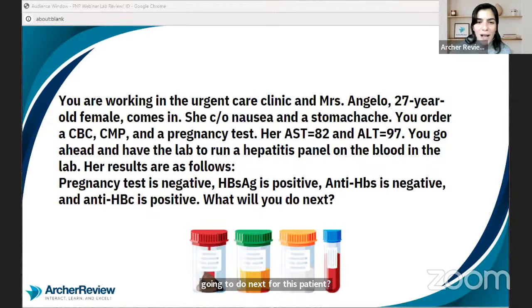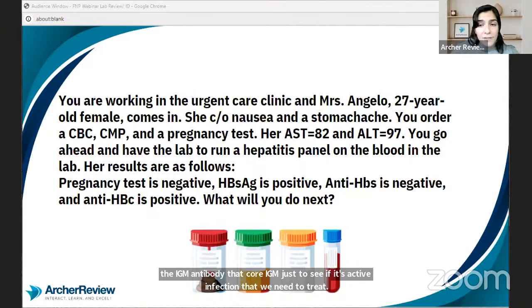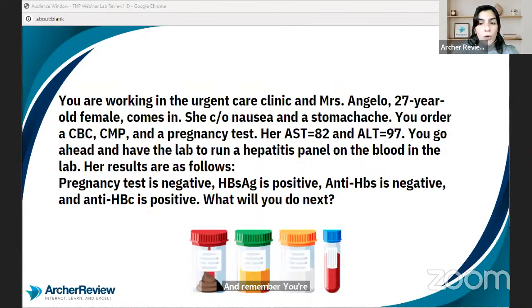Yes, awesome job, you guys. So you definitely want to rule out active infection, right? So you're going to order the IgM antibody, that core IgM, just to see if it's active infection that we need to treat. And remember, if it's an active infection, the treatment will be supportive care for that phase, but you're going to get them to the right referral specialist to make sure that they're managing this patient and to prevent developing into chronic infection.